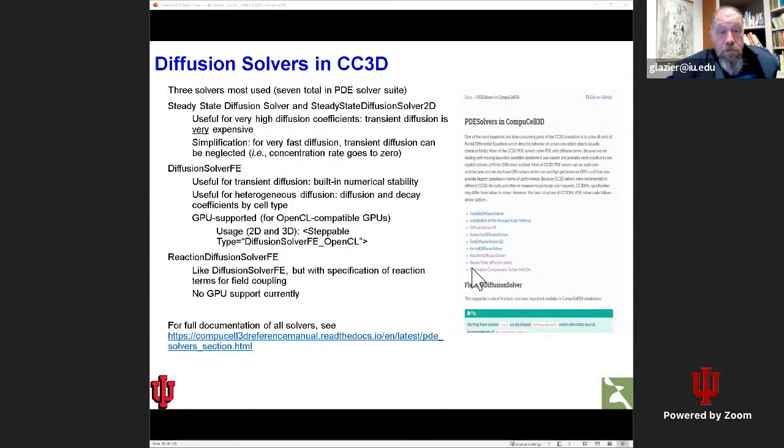And the problem with that steady-state diffusion solver is it's slow. And so one tends to avoid it if one can. The other thing that can happen is that you have multiple chemicals in the world. They can interact with each other. They can react.